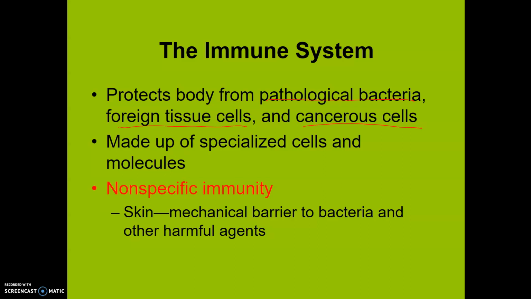So what is the immune system? The immune system itself is made up of specialized cells and molecules that protect us from things that are bad for us, things that are pathogenic or that'll make us sick. So there are two types of general immunity. There's nonspecific immunity. These are just barriers, okay?